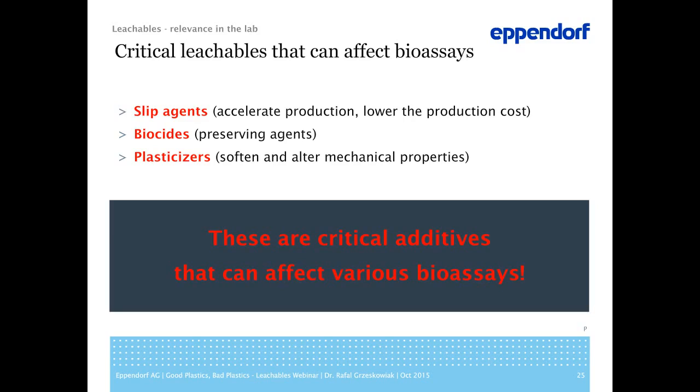So let's summarize and make some important message in this seminar. There are, as you have seen, 3 critical classes of substances used during the production process of consumables that may leach into the samples and negatively influence your experiments. And these are slip agents, biocides, and plasticizers. If I were to choose just one take-home message from this whole seminar, it will definitely be this one. So make sure you remember it.